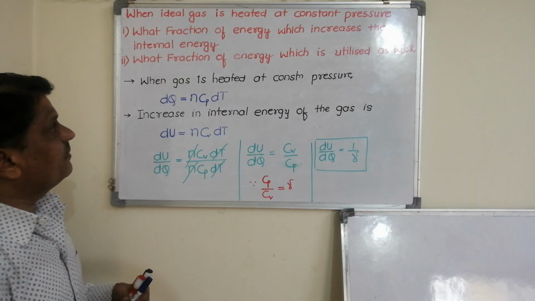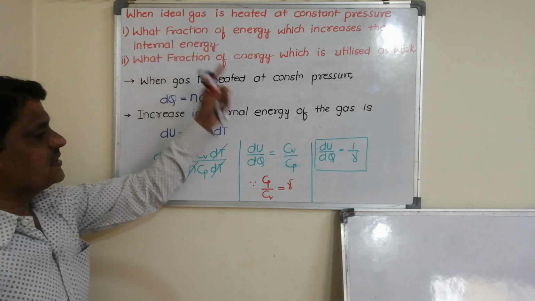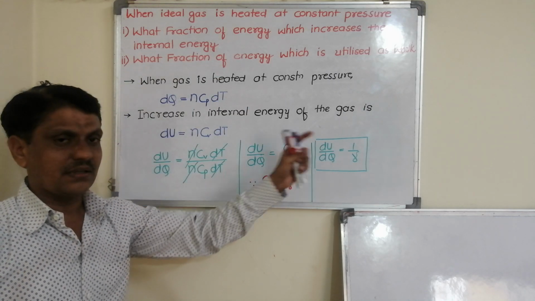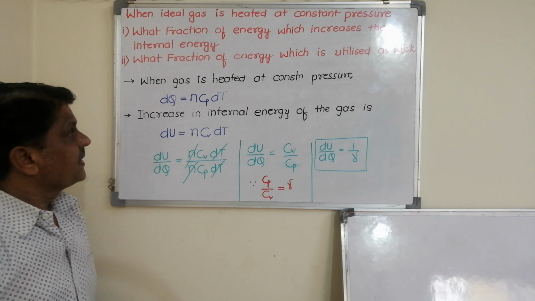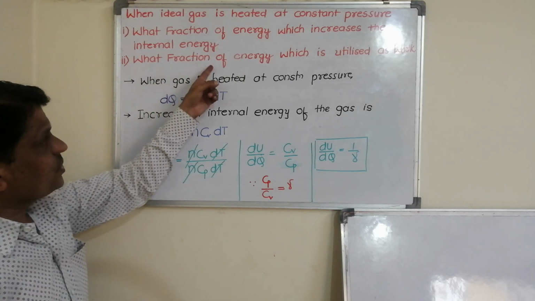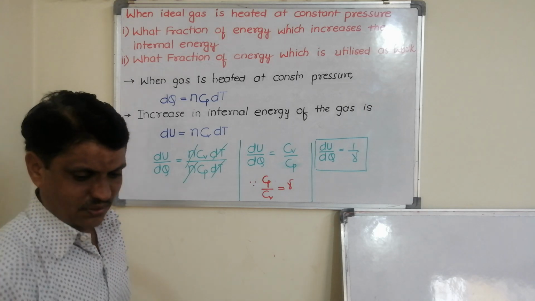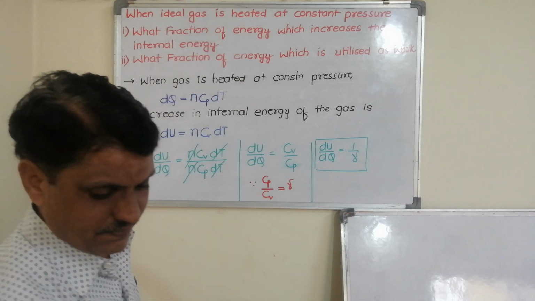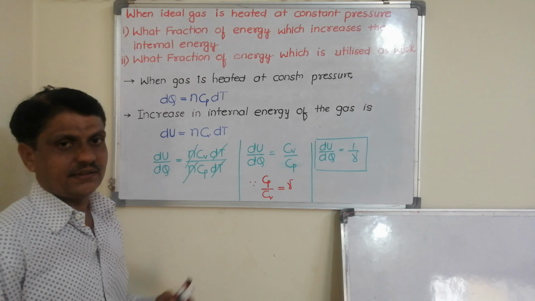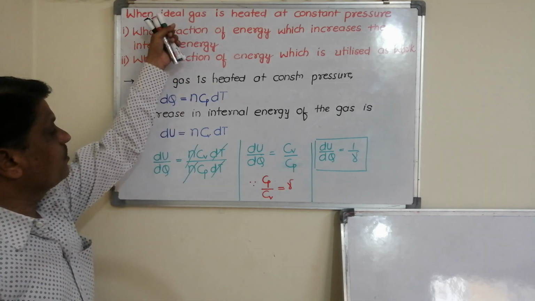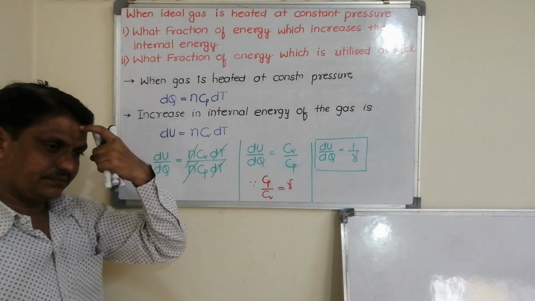The fraction of energy which increases the internal energy is 1 by gamma, right? Next, the fraction of energy which is utilized as work. Okay, hope you have taken this. Pause the screen and note down right from the question till the end.